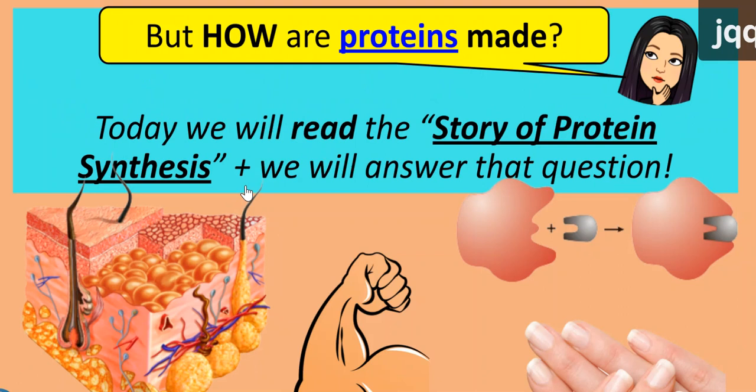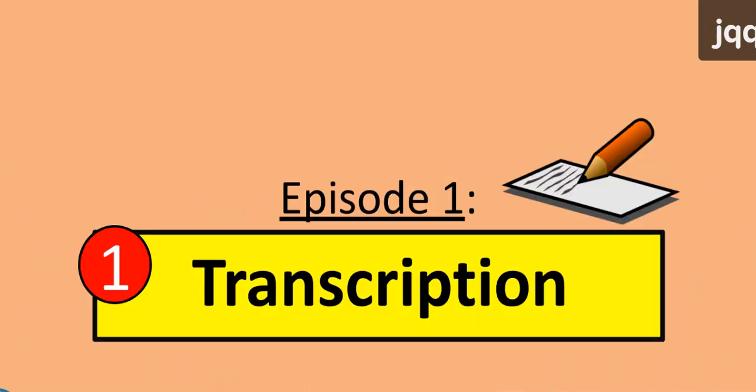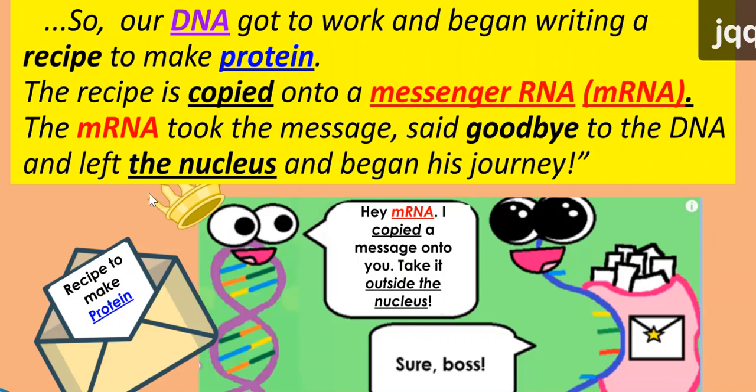So, how are proteins made? Today, we are going to be talking about the story of protein synthesis and answering some questions along the way. Once upon a time, our body needed to make protein for our muscles. This process is called transcription. Our DNA got to work and began writing a recipe to make protein. The recipe is copied onto messenger RNA.